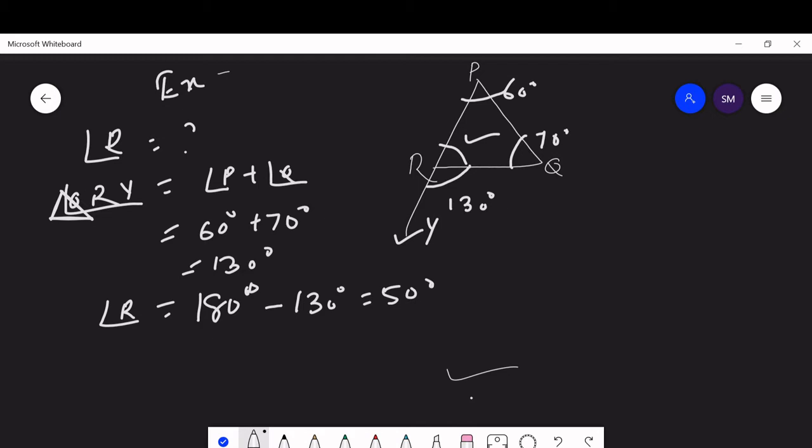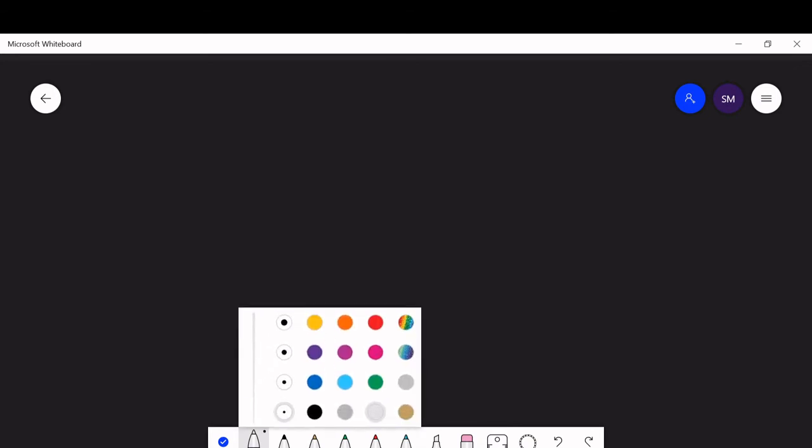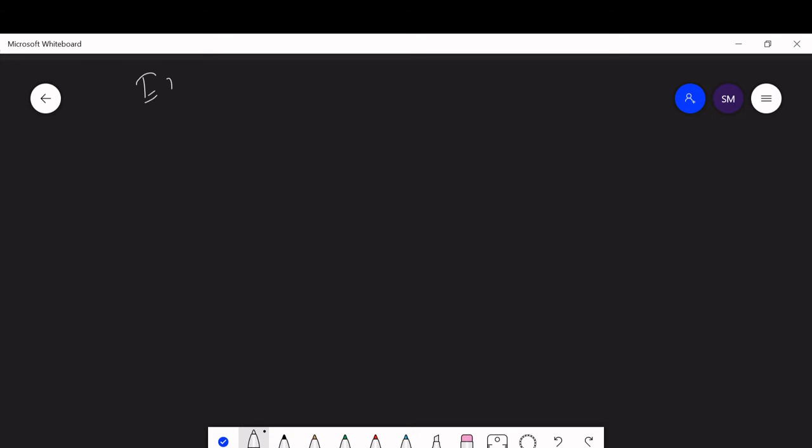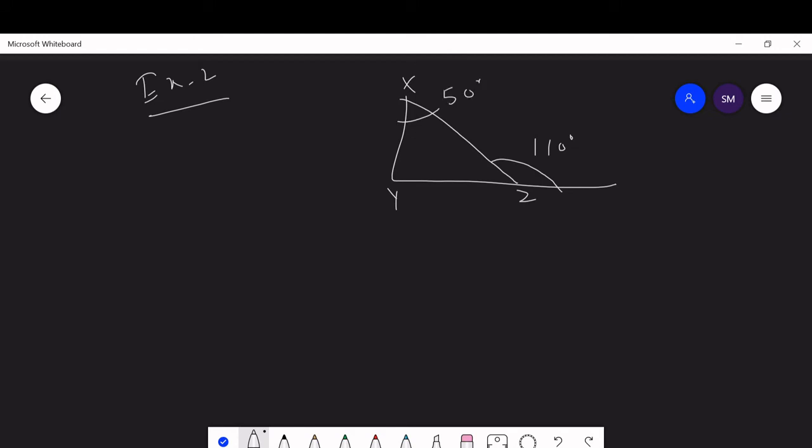Then do some more examples based on this theory, exterior angle properties. Okay. Suppose another problem is given. Example 2: suppose XYZ is a triangle. Here this is an exterior angle whose measure is 110 degrees, and angle X is given as 50 degrees. Then we have to find the measure of angle Y and the measure of angle Z.